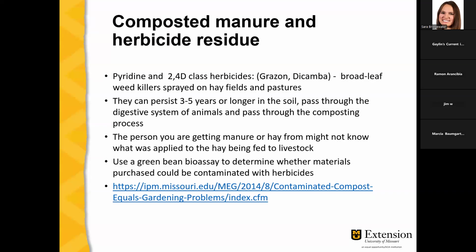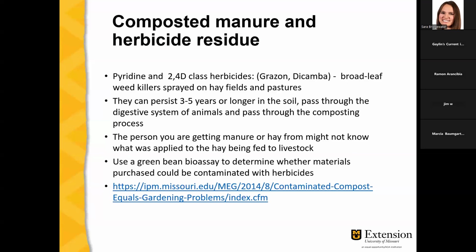But these materials are going to have these compounds in them, and these are very stable. They're used to kill broadleaf weeds, so they are weed killers. And if you're going to have broadleaf plants in your garden, like lettuce, tomatoes, beans, because these herbicides are designed to kill broadleaf, it is going to affect your plants. So you want to make sure that you have material that is free from these contaminants. And as I mentioned before, they're very stable and can persist 3 to 5 years or longer in the soil or in the manure.